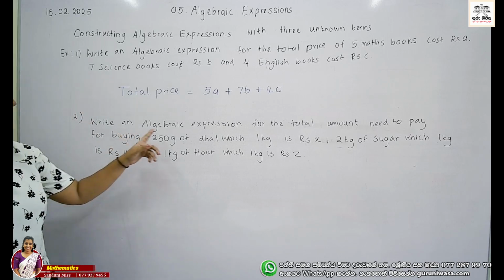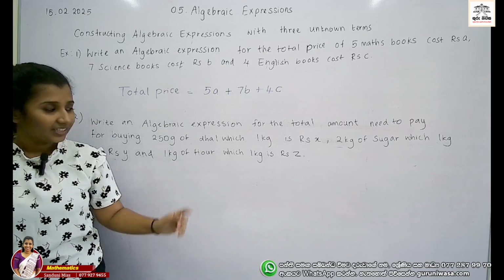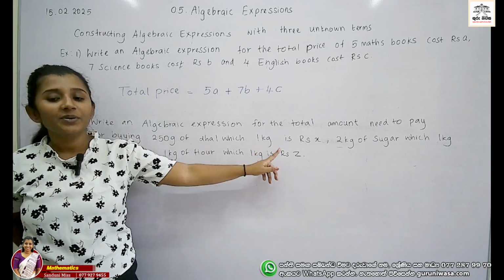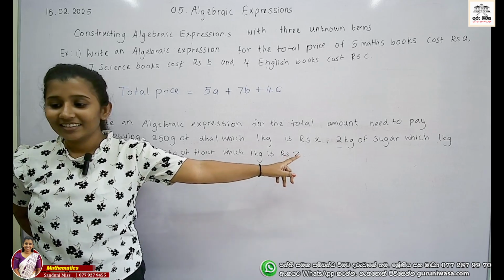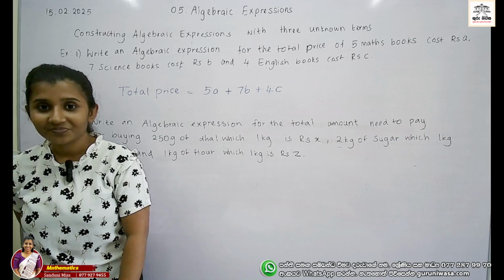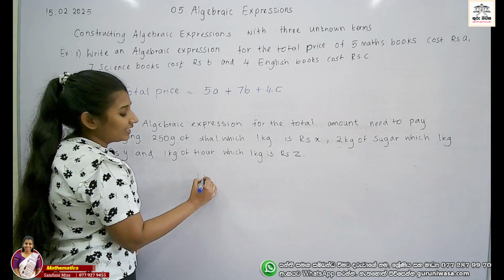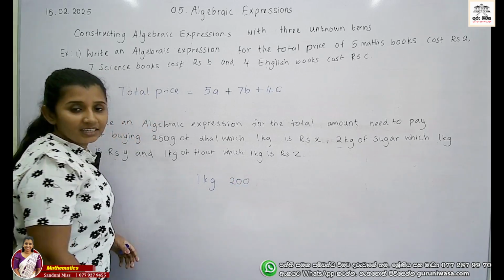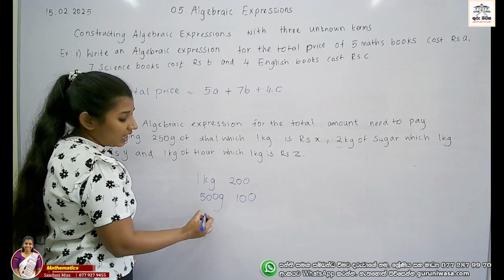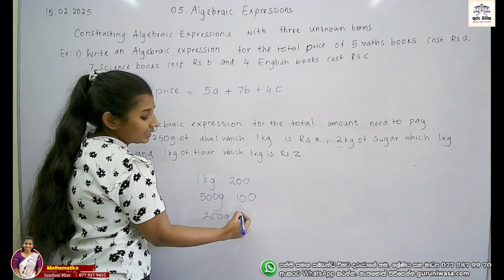Right. So let's see what is here. Write an algebraic expression for the total amount need to pay for buying 250 grams of dal. How much are they going to buy? 250 grams of dal. 1 kilo is how much? X rupees. So what can you say about 250 grams? X divided by 4. Very good. If 1 kilo is 200 rupees, how can you find 500 grams? Divide by 2. So 100 rupees. How do you find 250 grams? Divide by 4, or you can divide 100 by 2. So you will get 50 rupees.